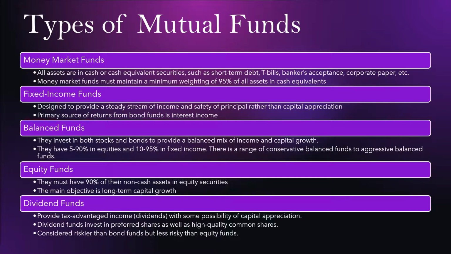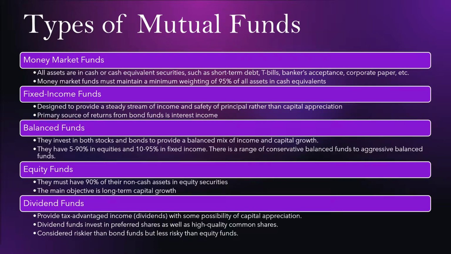So there are various different types of mutual funds. One type is the money market funds. Basically, this is when all the assets are in cash or cash equivalent securities. So this would be like either cash or short-term debt, T-bills, banker's acceptance, corporate paper, all sorts of debt that will mature in less than 1 year. And money market funds must maintain a minimum weighting of 95% of all assets in cash equivalents.